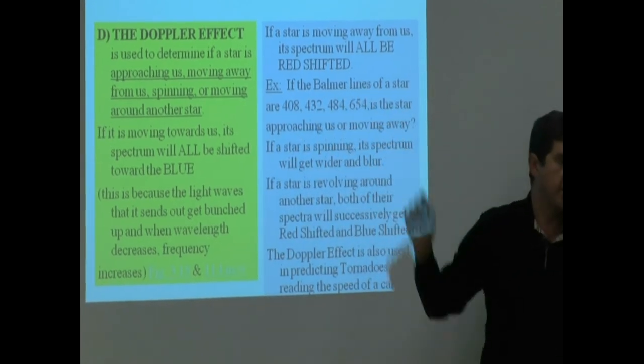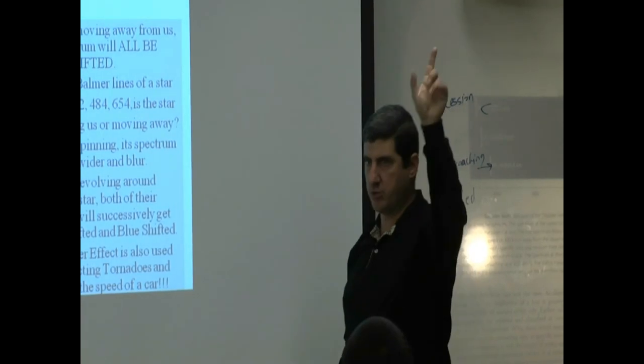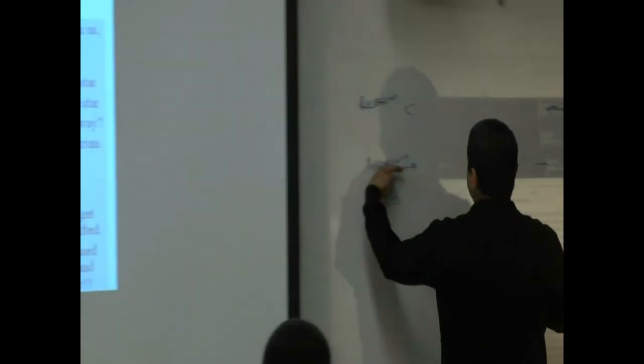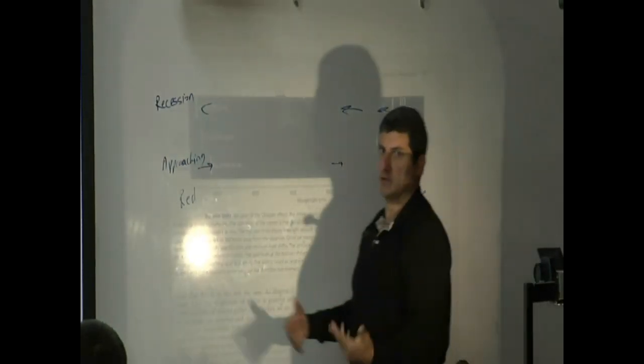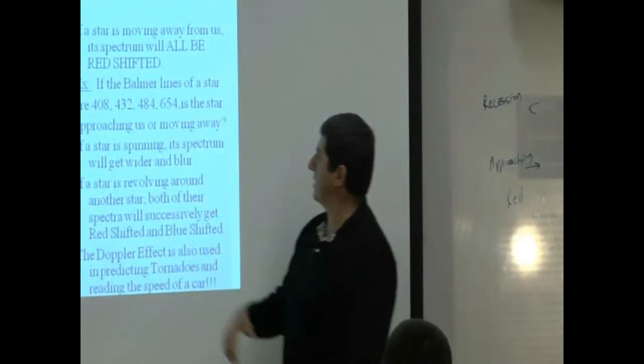Compare each of them, and you will notice that they all got shorter from what the rest one was, right? And when they got shorter, that means they all went this way, this way, this way. So the star is approaching you. If a star is spinning, its spectrum will get wider and blur.